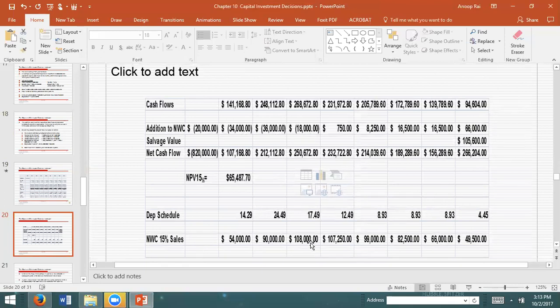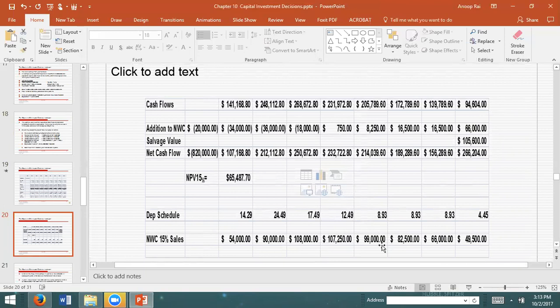Continues the same way till year 3, and then in year 4, the sales start petering out. Remember, the price also comes to 110. So our overall sales at 15% of sales is 107,000. So now we need less working capital, so we'll start recovering our working capital. So the difference between these two is 750.